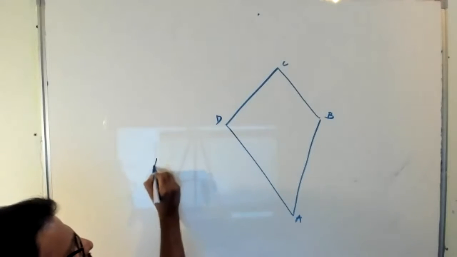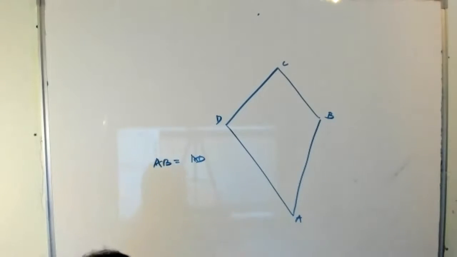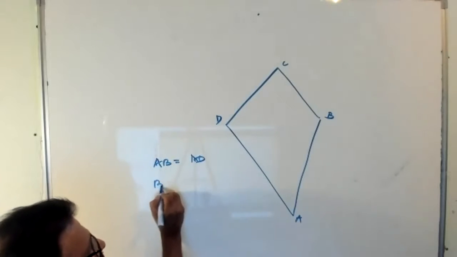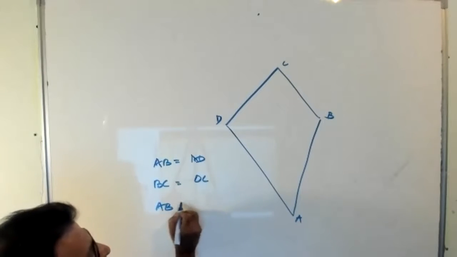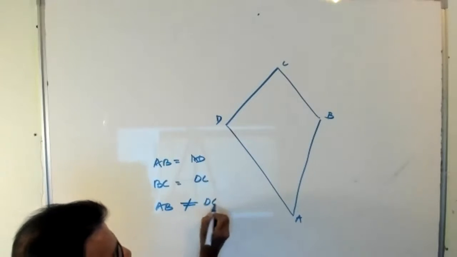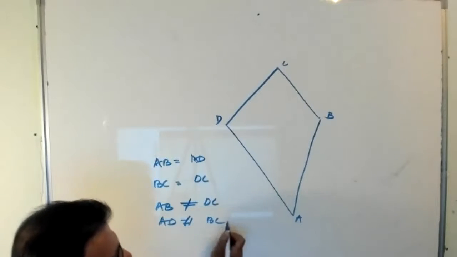That means AB equal to AD, and BC equal to DC, but AB not equal to CD and AD not equal to BC. Okay, try this one.